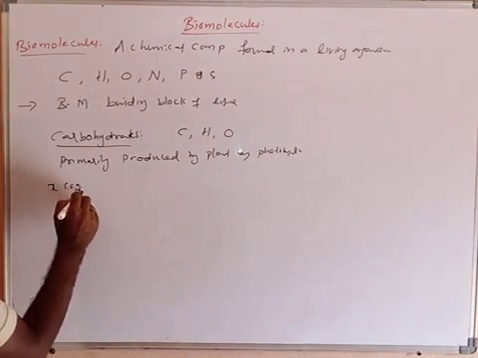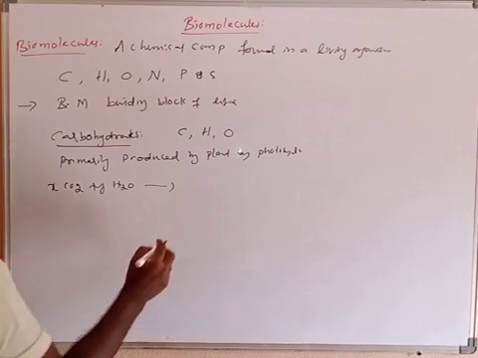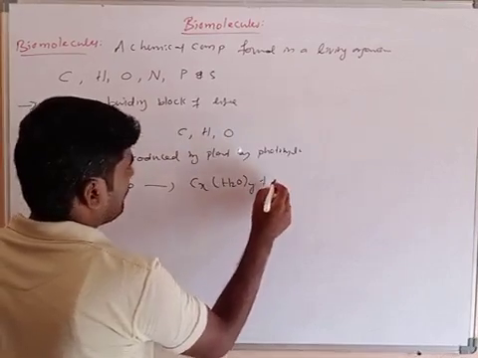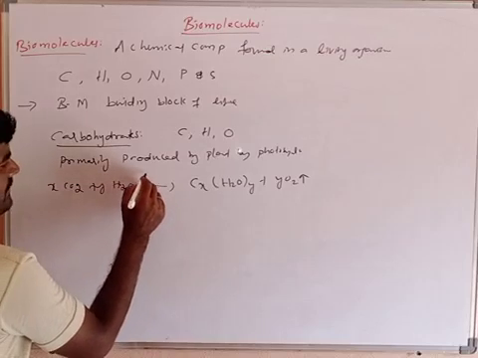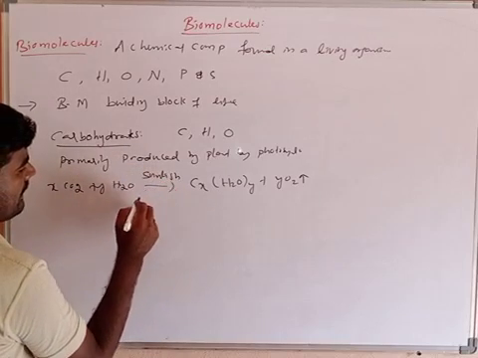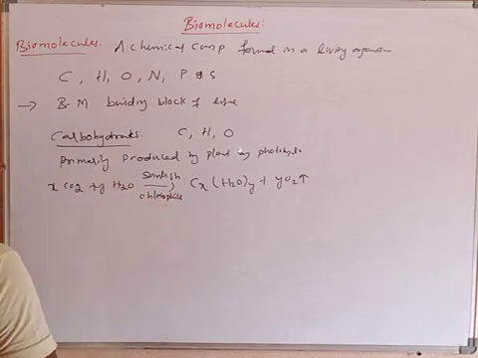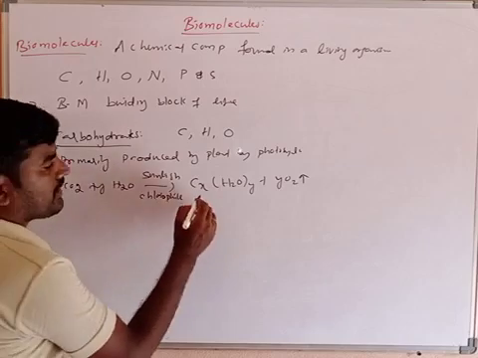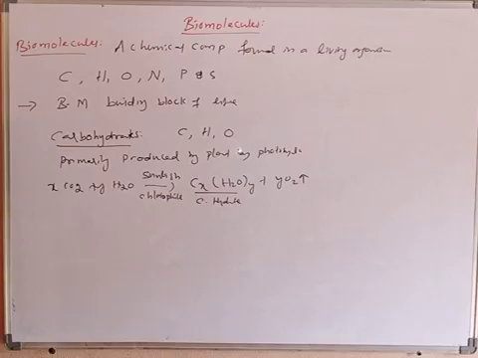X moles of CO2 plus Y moles of H2O gives rise to CxH2O taken Y plus Y moles of O2 gas. This is called the photosynthesis reaction, in the presence of sunlight. The reaction is carried out in the presence of chlorophyll. What does it produce? Carbohydrates. Carbohydrates are primarily produced by plants by photosynthesis. Clear?